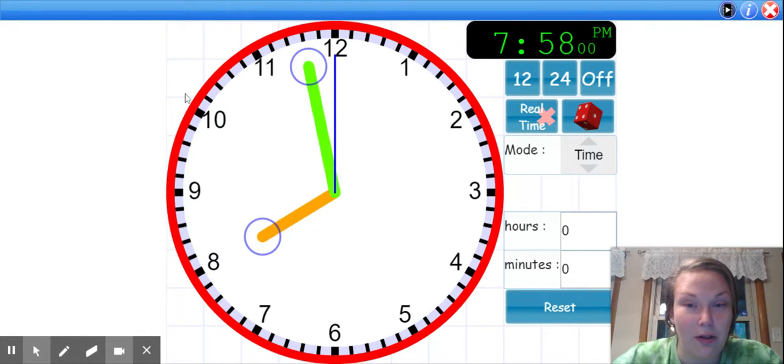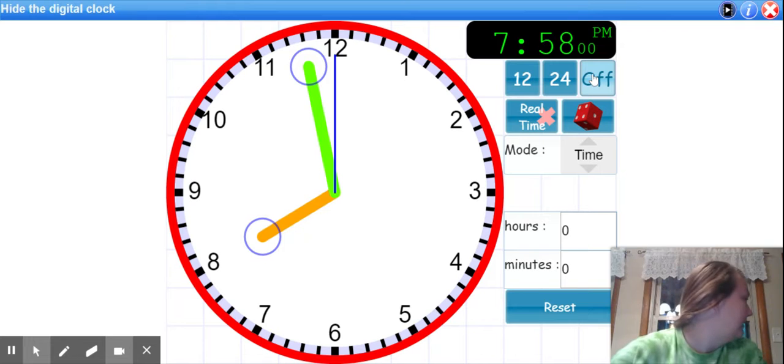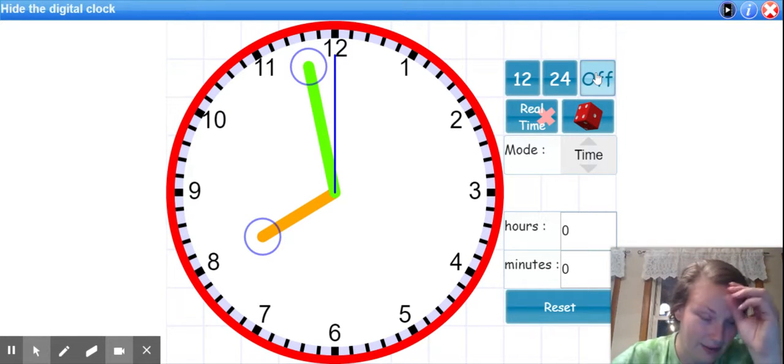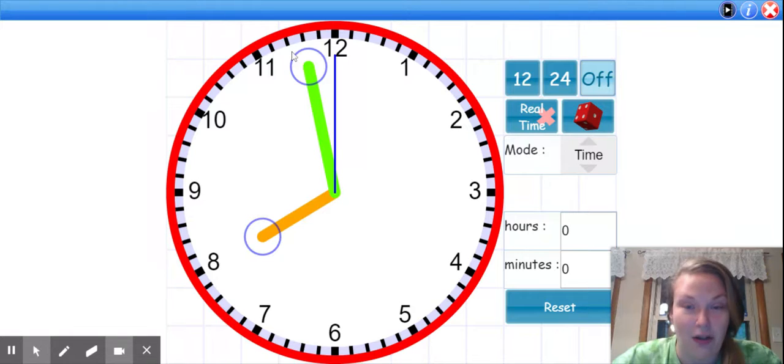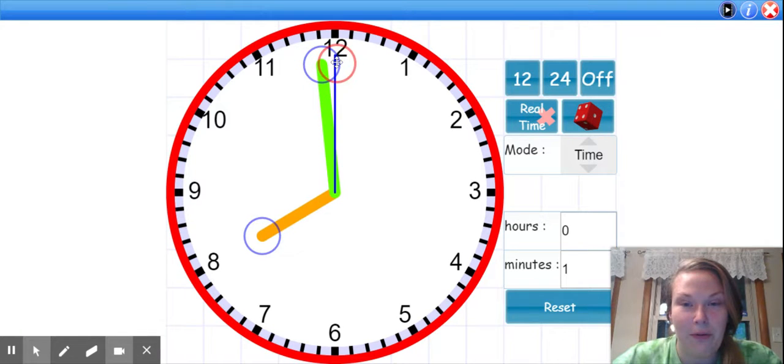When you say till, that means it hasn't gotten to the next hour yet. If you were going to say past, that means it's past the hour. Like if I said it's 5 past 8, it would be 8:05. So what I'm going to do now is turn off the digital clock, which is so very easy, and we're going to practice reading an analog clock. So right now, that is very easy.